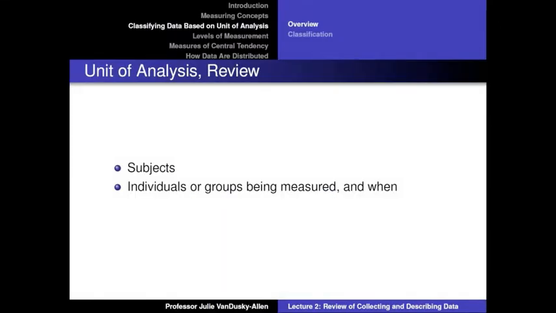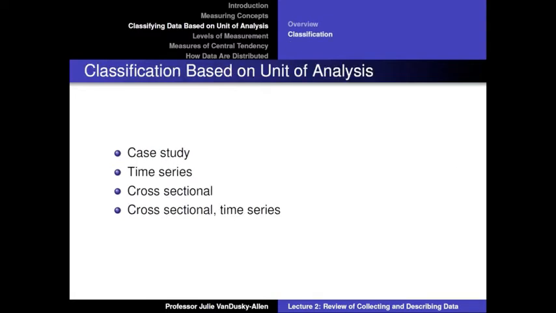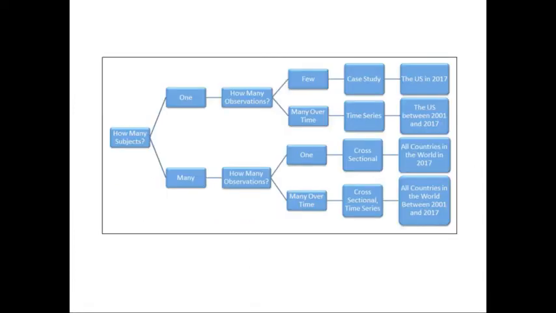After we write our operational definitions and collect our data, we can classify what kind of data set we have. This classification will be based on our unit of analysis. Recall that the unit of analysis tells you who the variable applies to and when the subject existed. Based on the unit of analysis, you can classify your data set as either a case study, cross-sectional, time series, or cross-sectional time series variable. This chart here can help you determine what kind of variable you have.